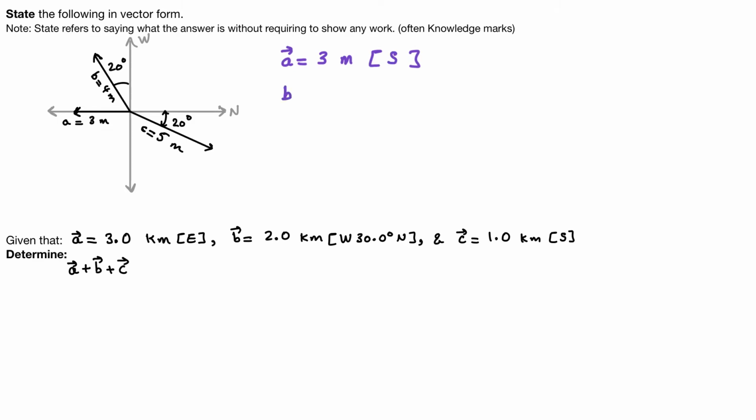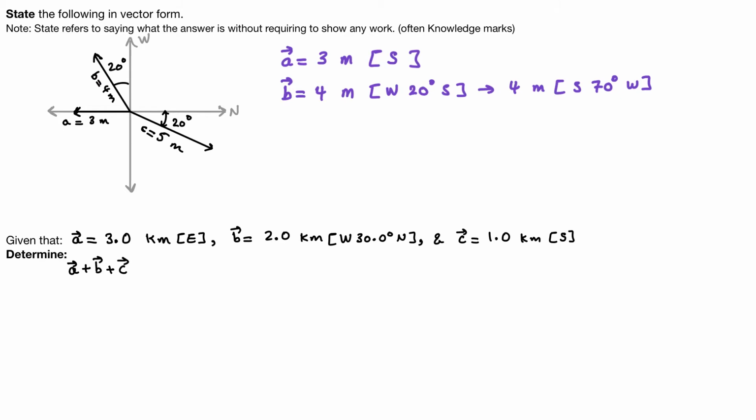For vector B, its magnitude is 4, unit is meters. Let's talk direction. It starts in the west direction, turns 20 degrees towards the south side. So west turns 20 degrees towards south. There are many different ways of labeling this. You can do 4 meters, south 70 degrees west, and that would mean you have 4 meters starting from south, turning 70 degrees in this direction, and 70 and 20 make 90.